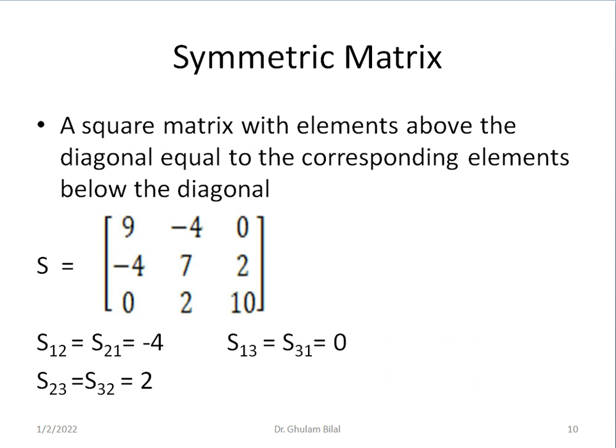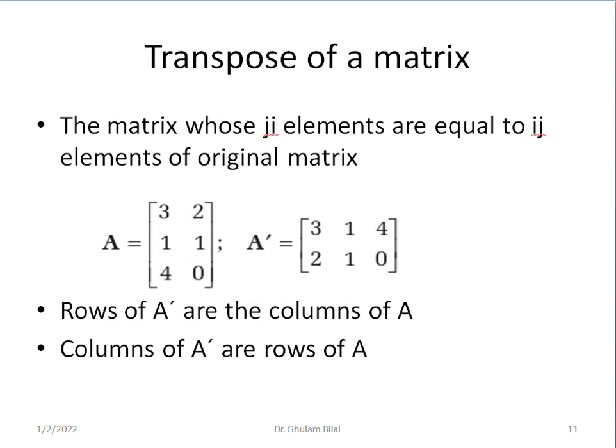Symmetric matrix is a square matrix with elements above the diagonal equal to the corresponding elements below the diagonal. So S is a symmetric matrix. It has diagonal elements 9, 7, 10, and its off-diagonal elements are corresponding -4 above, -4 below, 0 here, 0 here. So S12 is equal to S21 is equal to -4. Similarly, S13 is equal to S31, which is equal to 0. Similarly, S23 is equal to S32 is equal to 2. It's a very useful matrix in animal breeding.